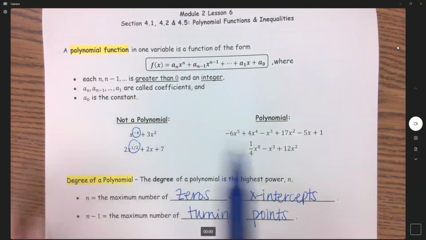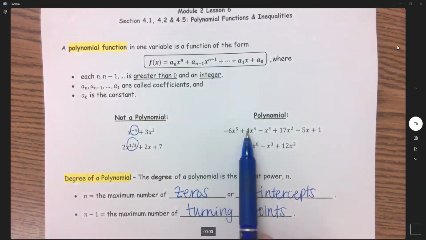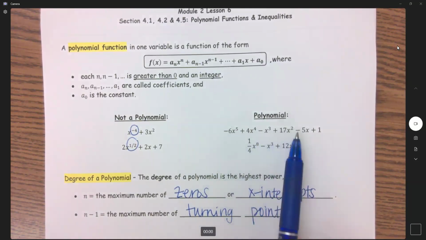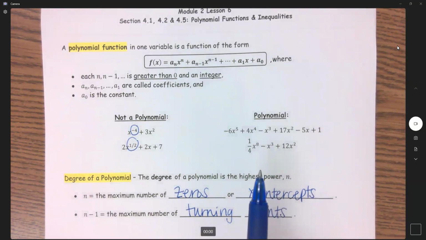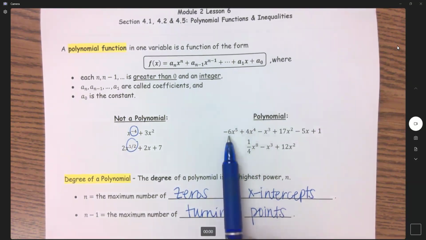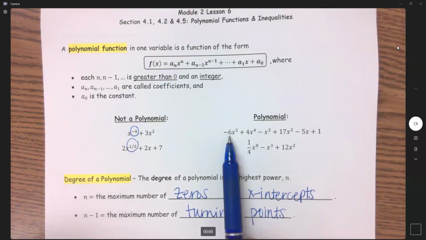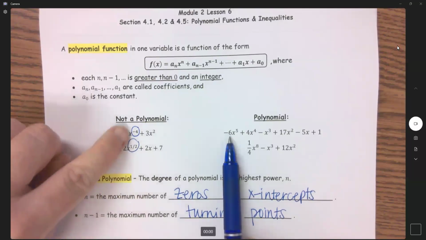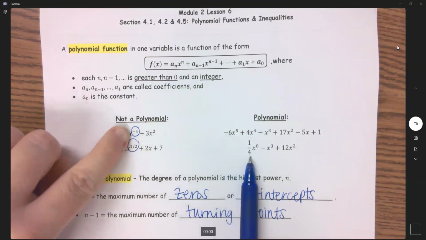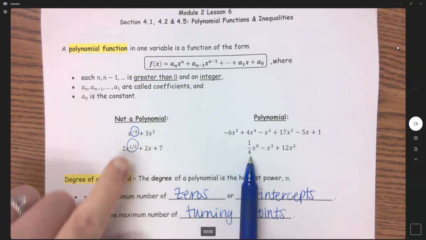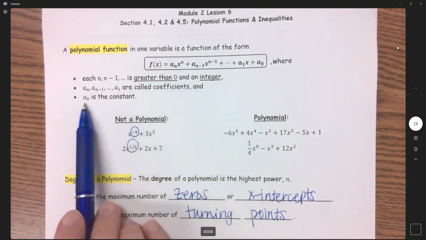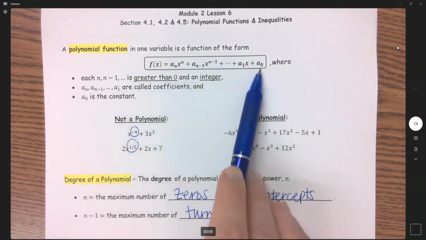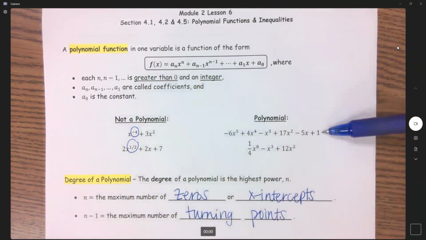Okay, the definition goes on to say that your a sub n minus 1 to a1 are all your coefficients. So my coefficients here are -6, 4, -1, 17, -5. And then here it's 1/4, -1, and 12. Notice that this coefficient here is a -6. It's okay for that coefficient to be negative. It just can't be negative in the exponent position. Notice that my coefficient here is 1/4. That's okay too. I just can't have the exponent being a fraction. And then lastly, it says a sub 0. This one over here is your constant. So I have a constant right here of 1 because it has no variable with it.